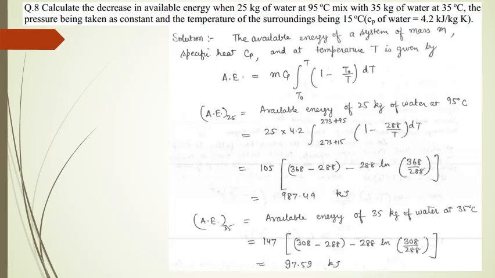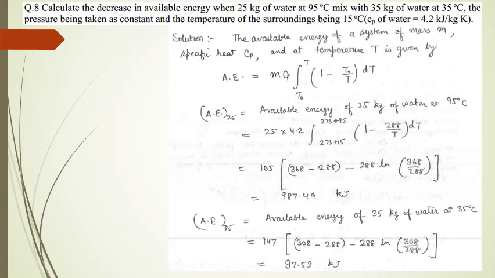Now, first of all, we want to find out the available energy of 25 kilogram of water at 95 degrees Celsius. So we put the value of T naught as 15 degrees Celsius plus 273, as we want the temperature in Kelvin. Similarly, the temperature T will be 95 degrees Celsius plus 273. So by the expression shown as the first equation on the slide, we can find out the available energy of 25 kilogram of water at 95 degrees Celsius.